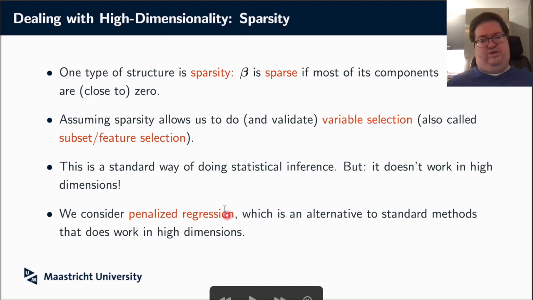Instead, what we're going to consider for that problem is what is called penalized regression. And penalized regression allows us to put restrictions on this beta. In fact, we can do more than just sparsity, so we can also put other kinds of restrictions on it, but we're going to put restrictions in a way that is often reasonable, but still allows us to do estimation and work in high dimensions, and in fact, in very high dimensions.